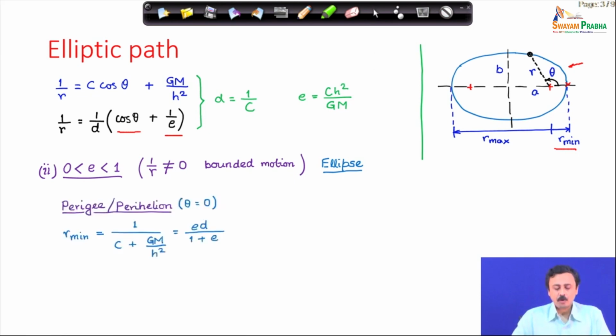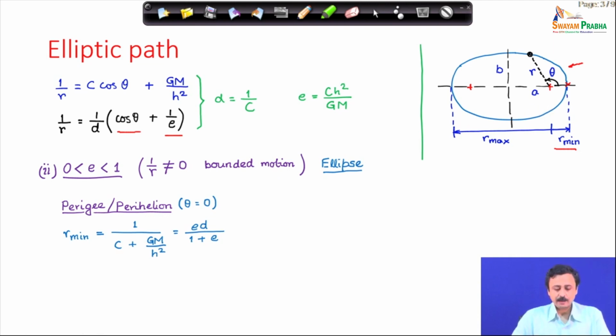Now, we define certain points. The perigee is the closest point for a particle which is moving around the earth in an elliptic path. Perigee is the shortest distance. Perihelion is the shortest distance for a particle which is moving around the sun. So, the shortest distance has this name, perigee or perihelion, and therefore, it occurs at theta equal to 0. That is how we have defined it.